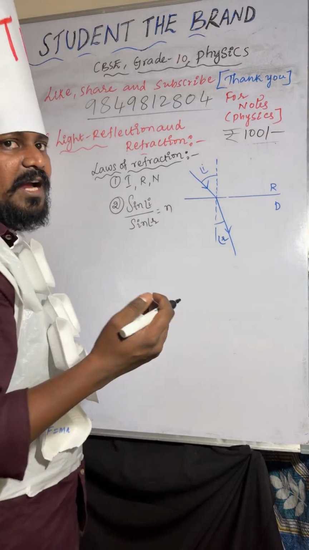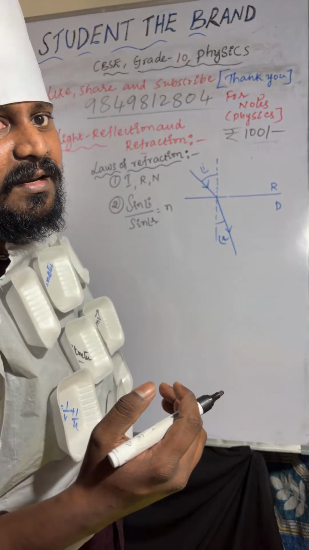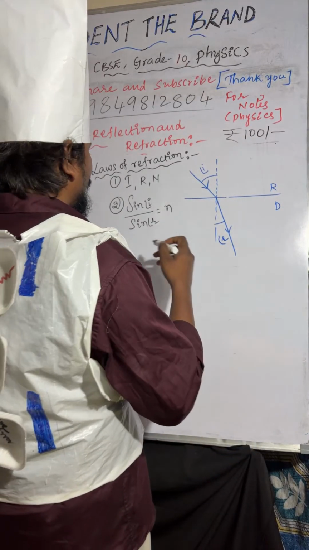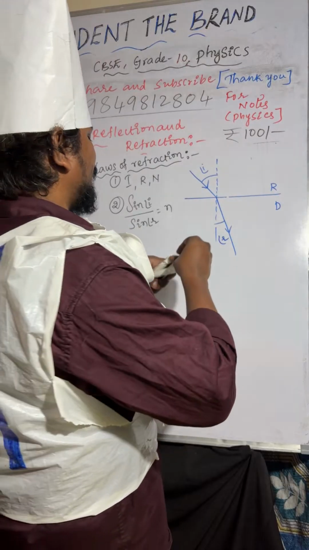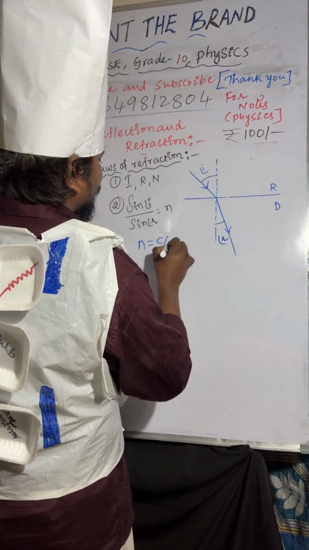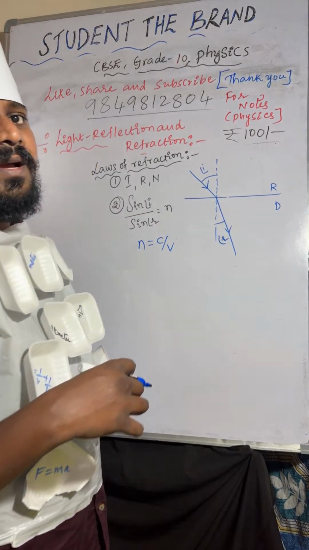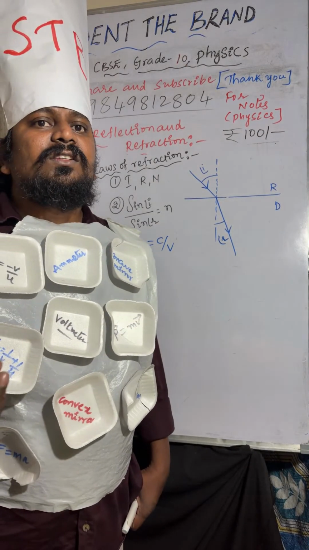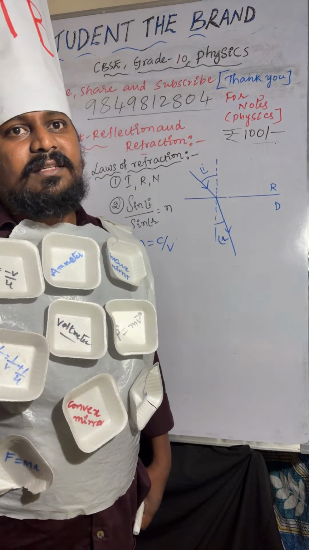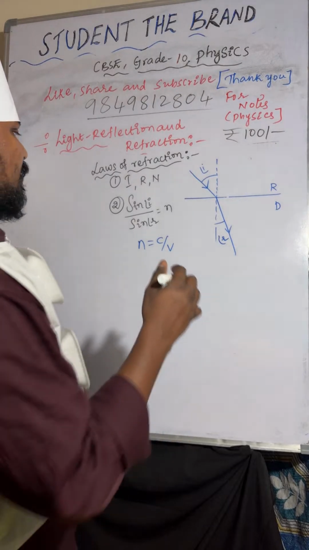That constant is nothing but the refractive index n. So n is the absolute refractive index, which can be written as n equal to c by v. What is c by v? The speed of light in vacuum divided by the speed of light in the medium. That is the absolute refractive index.